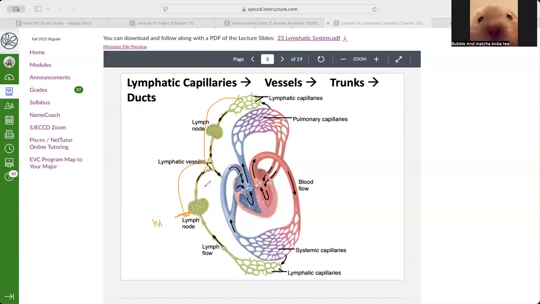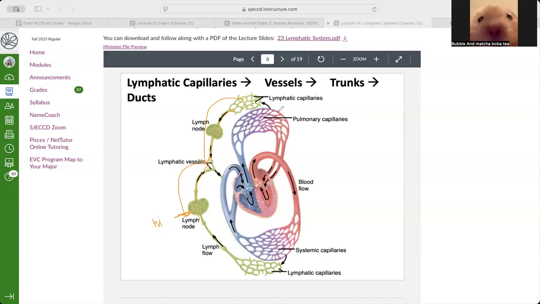And what happens is after the lymphatic vessels pass through the lymph nodes, they will continue until they merge into larger lymphatic trunks. There are about 9 lymphatic trunks, and they merge into the final two large lymphatic ducts. And these empty into the cardiovascular system.